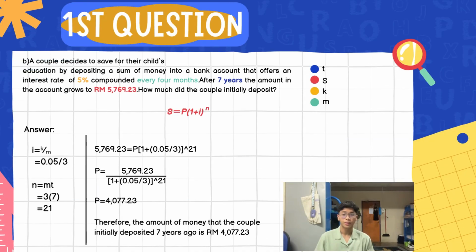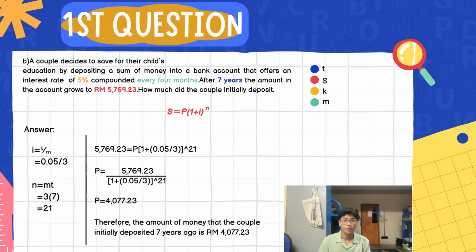B. A couple decides to save for their child's education by depositing a sum of money into a bank account that offers an interest rate of 5% compounded every 4 months. After 7 years, the amount in the account grows to 5,769 ringgit and 23 cents. How much did the couple initially deposit?